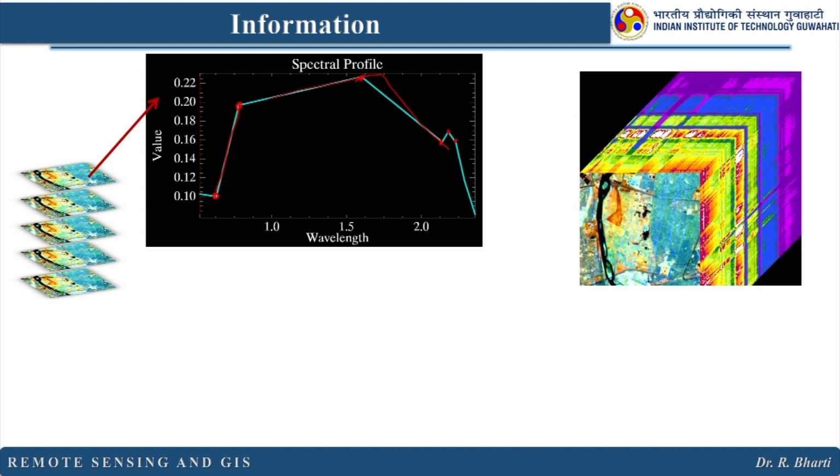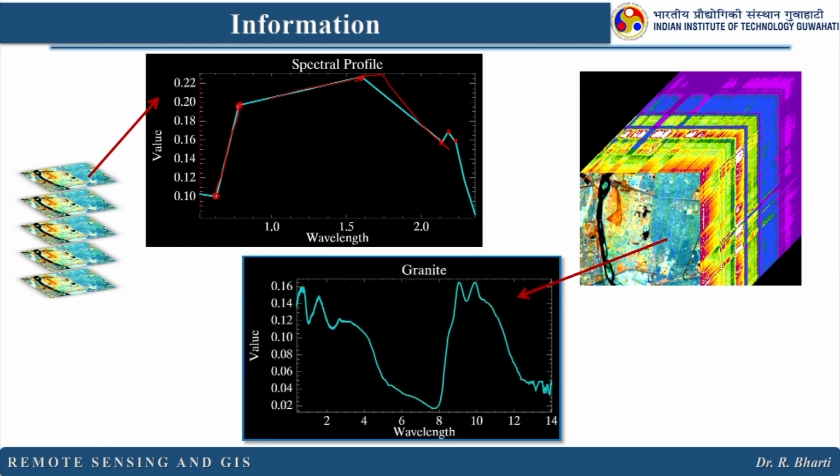your information will be like this, but for the same area, if you can generate narrow and contiguous images in different wavelengths, your spectral profile for that pixel can be very smooth, right? We will see how this information can be used further to explore or map a certain object or an area.